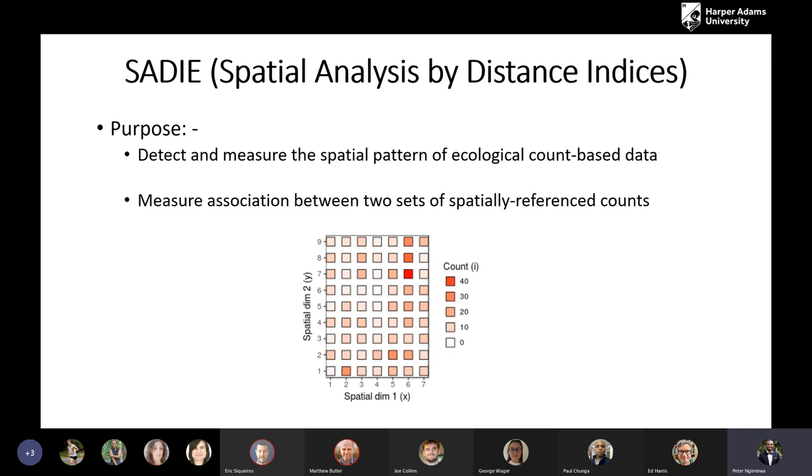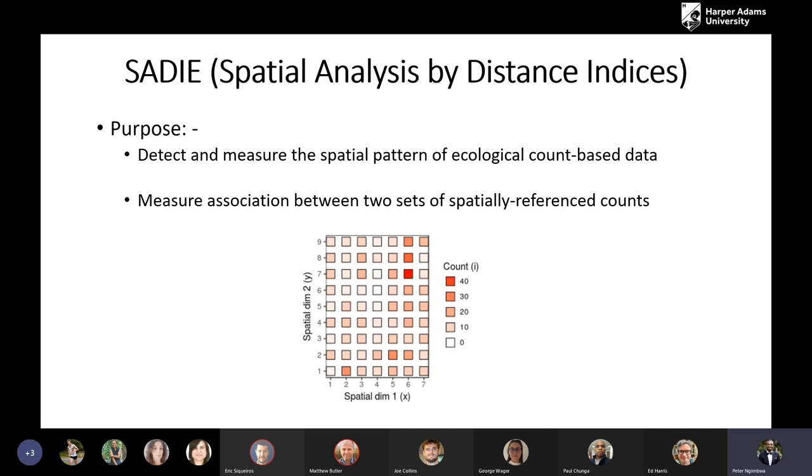So, for example, as Eddie said, you want to know if you have collected your spatial data, whether they are clustered, if the arrangement is random, or if there's a regular pattern of the data. Another way you can use this methodology is if you want to find the association between data sets. For example, if you have collected field data, maybe insect data and crop data, and you want to know if there is an association, a correlation between the appearance of the crop and the pest, you can also use this method.